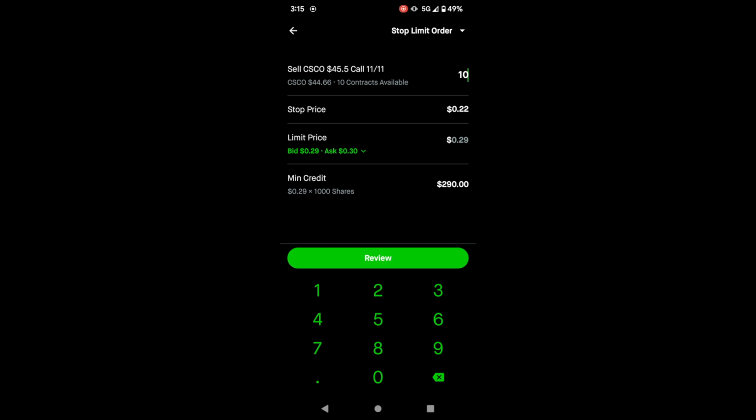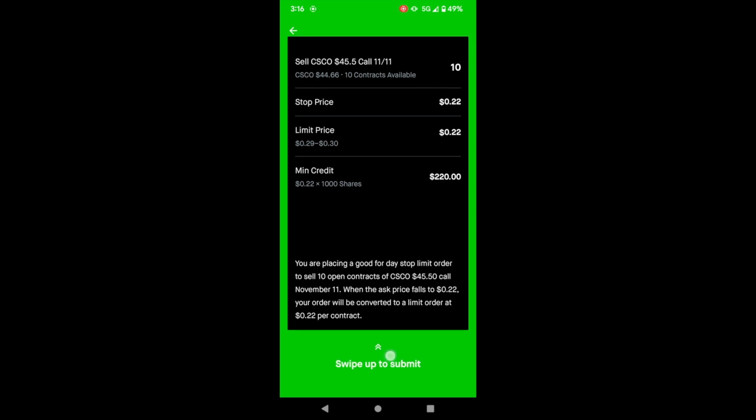Now, this might not execute because it might hit 22 and it might go lower. Or conversely, it might jump up after hitting that stop price. So, if you want to absolutely sell at that, you probably would want to choose a stop price of 0.23 and then a limit price at 0.22. That's how you would make sure that that limit would go through at 0.22.